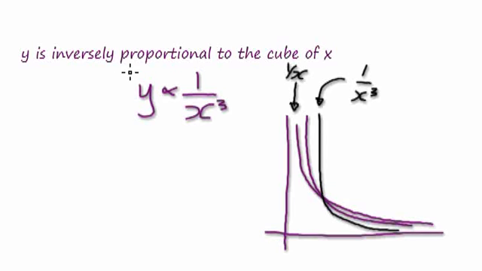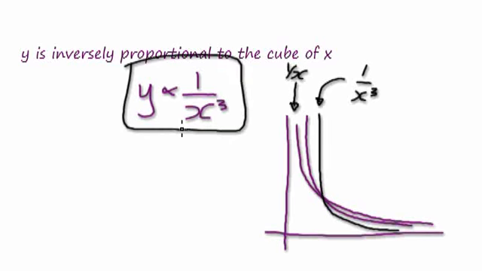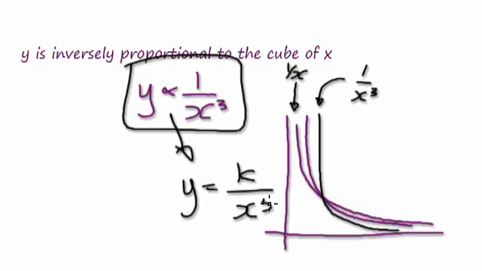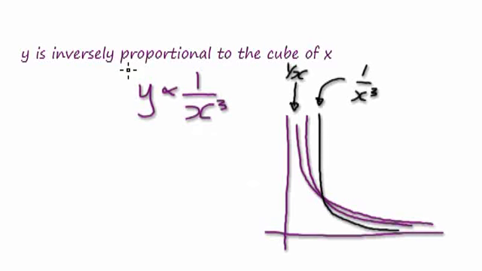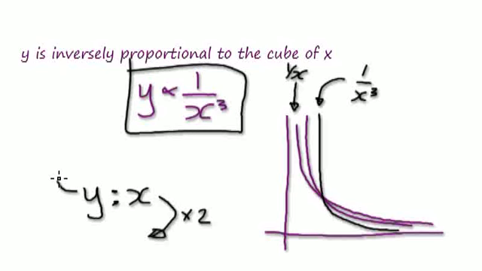Anyway, when you get given this here, inside your mind, visualize this. And then also you can visualize this: y equals a constant over x to the power 3. And what that means is, if you double x, meaning if you times it by 2 here, then y will get 8 times smaller.